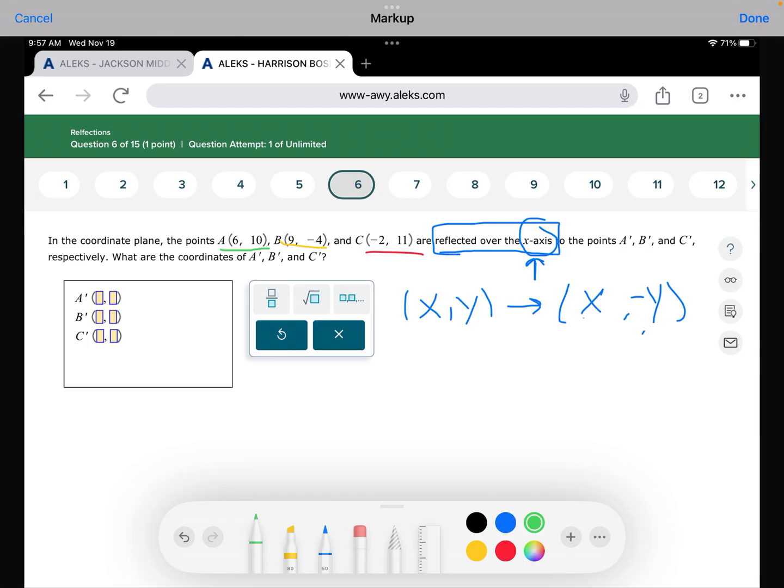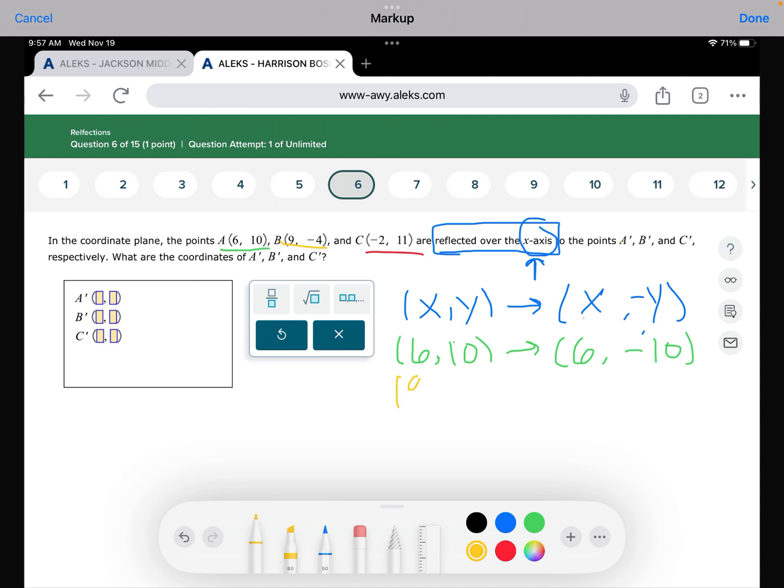So if I'm working on point A, the beginning point was 6 and 10. If I follow my formula, it says keep the first thing, the x value, the same. So I get 6. And it says take the y value and change its sign. So I get -10. There you go. And that's the whole problem for how to get our new A value.